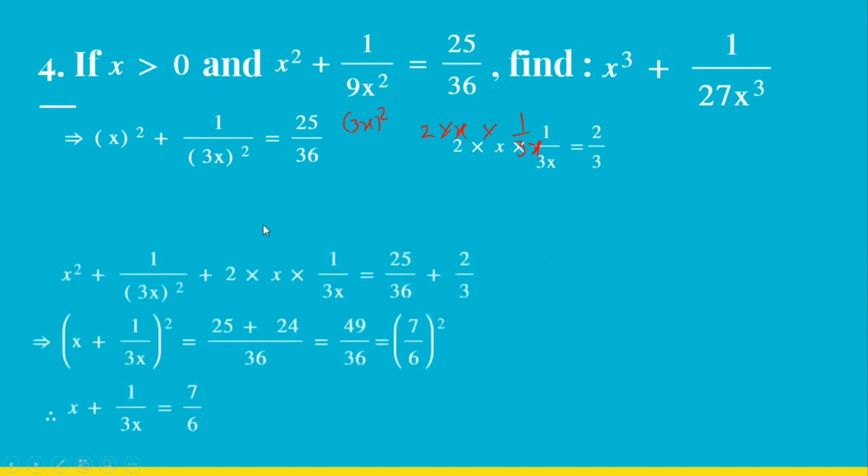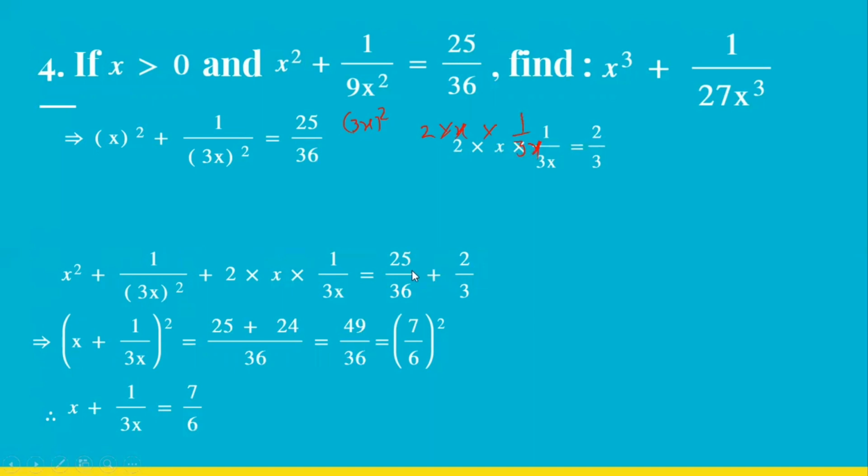And let us now add this to both sides. This was my x square plus 1 upon 3x square, just added to 2ab, that is 2x into 1 by 3x. The value of this is nothing but 2 by 3, as we have got now. So we have added the value 2 by 3 on both sides. On doing that, we got x square plus 1 upon 3x square plus 2x into 1 by 3x, which is the expansion of x plus 1 by 3x the whole square.